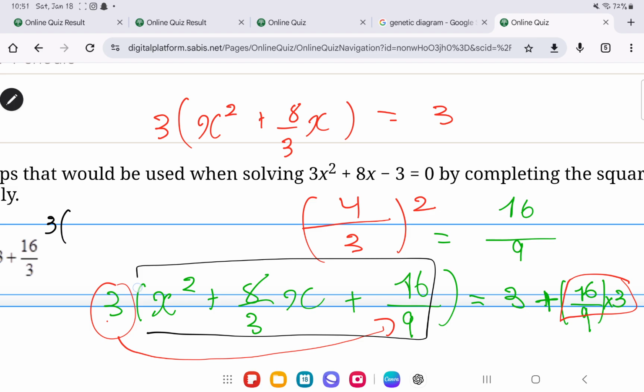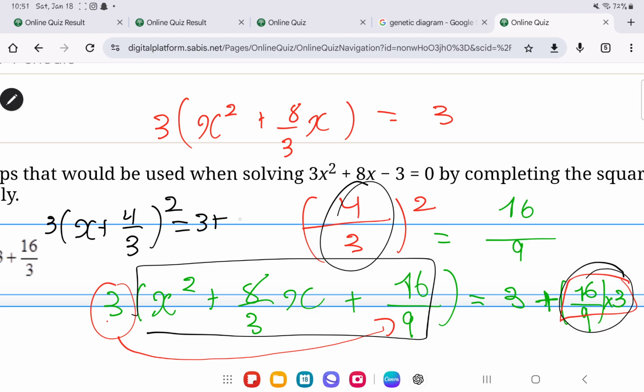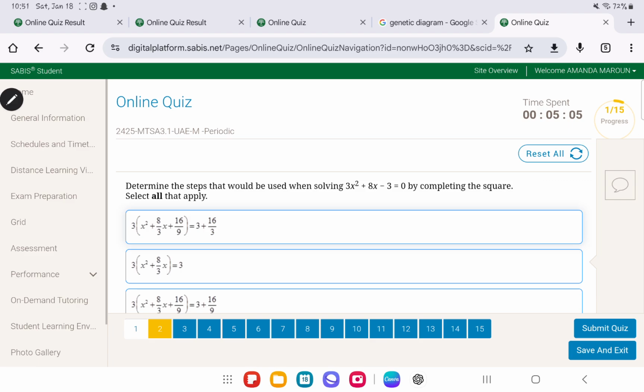Then you will factorize this and you are gonna get an answer of 3 times x plus 4 over 3 squared is equal to what? Is equal to 3 plus 16 over 9 times 3, which is gonna give us an answer of 16 over 3. Now, looking at the answer options, this is a possible answer.